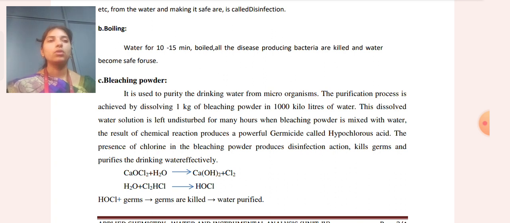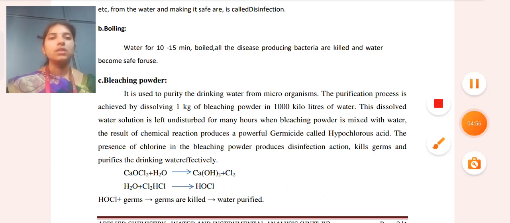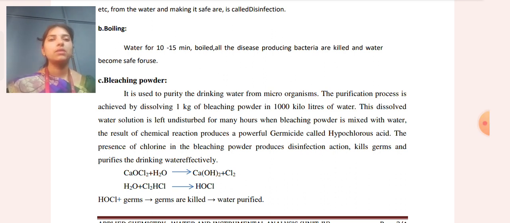So, CaOCl2 plus H2O gives Ca(OH)2 plus Cl2, and the water impurities plus Cl2 and H2O gives HCl and HOCl. HOCl plus germs gives dead germs, and the water is purified. This is the process of how water treatment is used for drinking purposes, and this is the final process to give purified water.